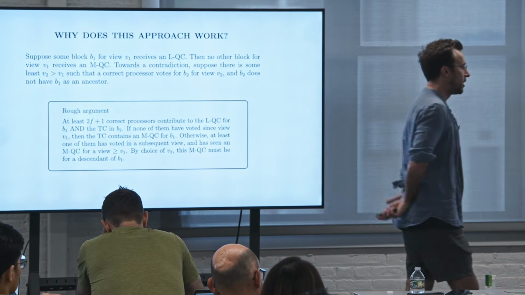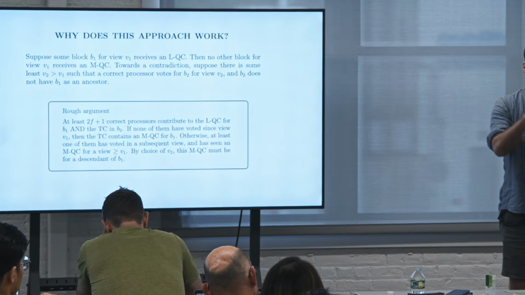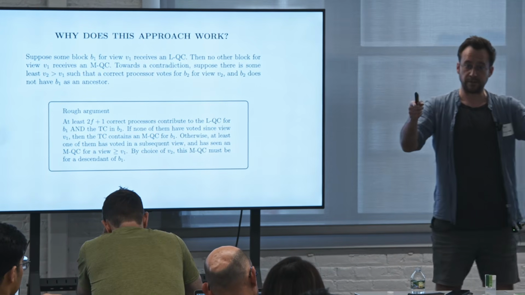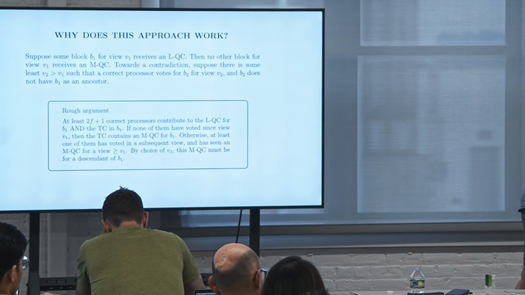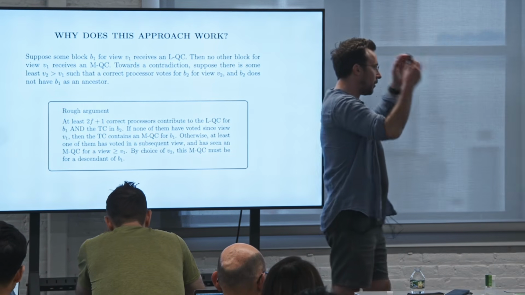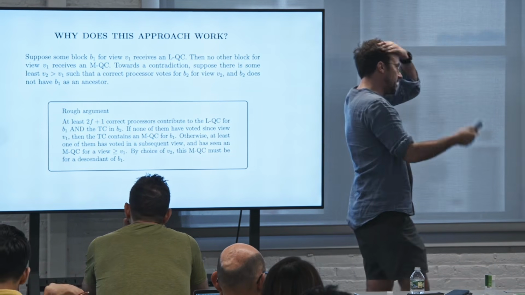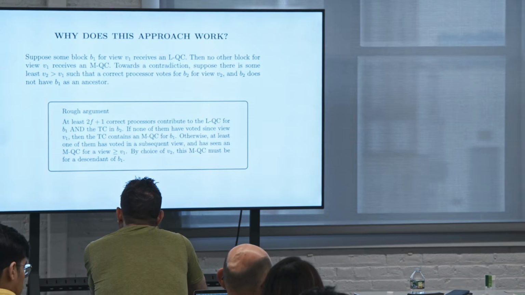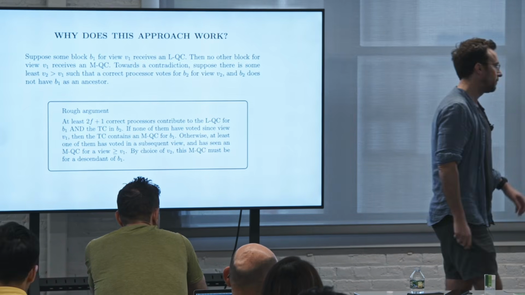Previously, normally when you do the core intersection argument, you get at least one correct processor, but now because N is 5F plus 1, you get 2F plus 1 correct processors in this intersection. So if none of them has voted since view V1, then the TC includes an MQC for B1 amongst its votes. And that will give us a contradiction.